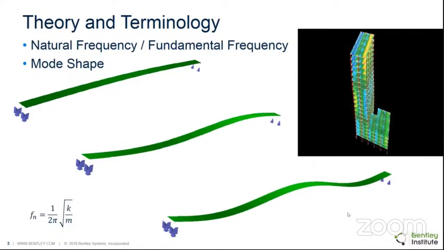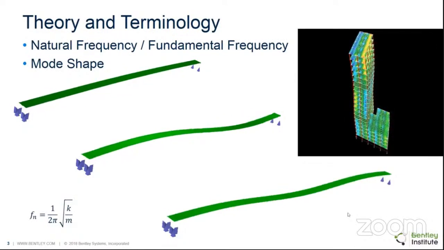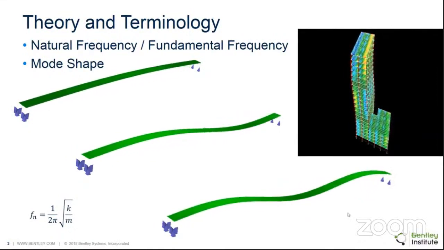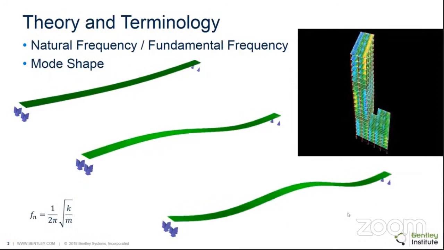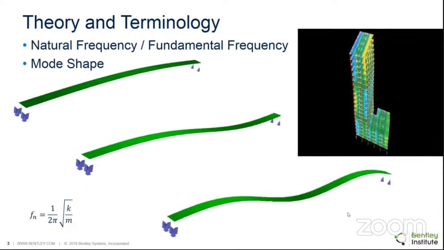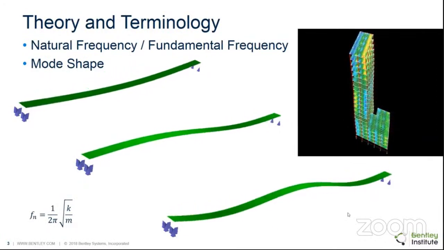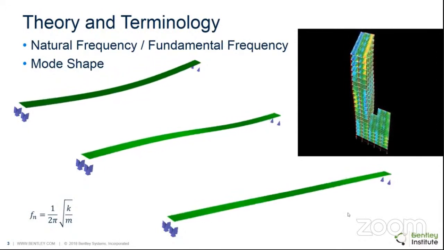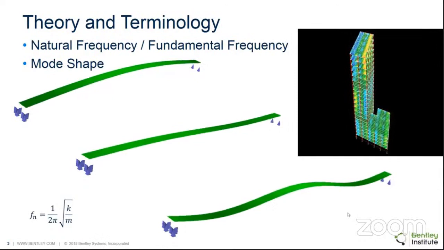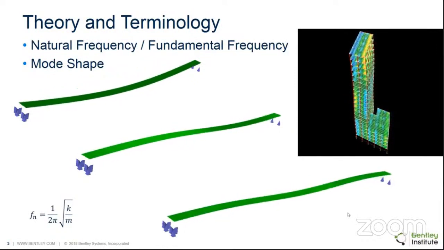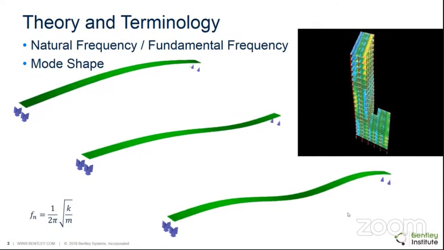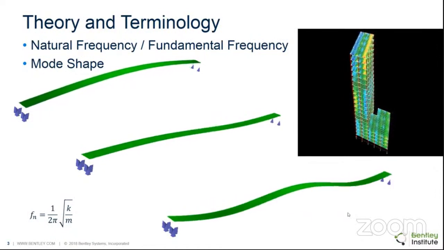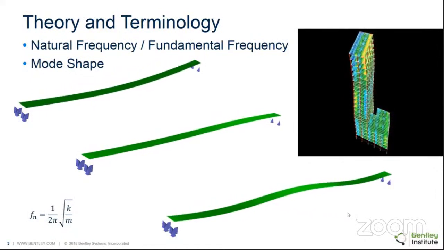So every structure has many natural frequencies, and the fundamental frequency is simply the smallest natural frequency and associated mode shape. For those of you who took structural dynamics, you'll remember that we can solve for these natural frequencies and mode shapes in complex structures by solving the eigenproblem. So we solve for the eigenvectors, which represent the mode shapes, and the eigenvalues, which give us the natural frequencies.